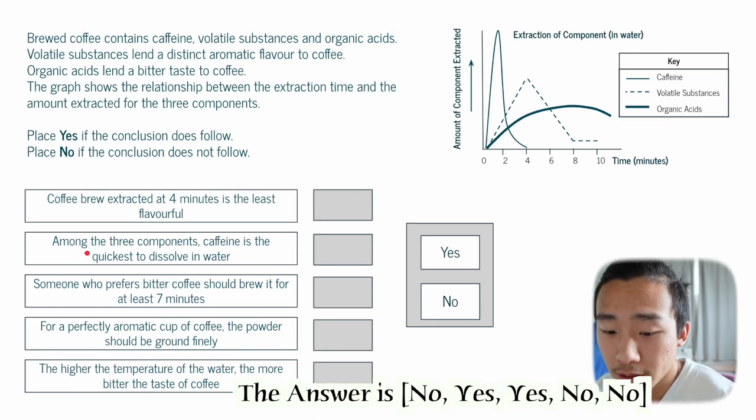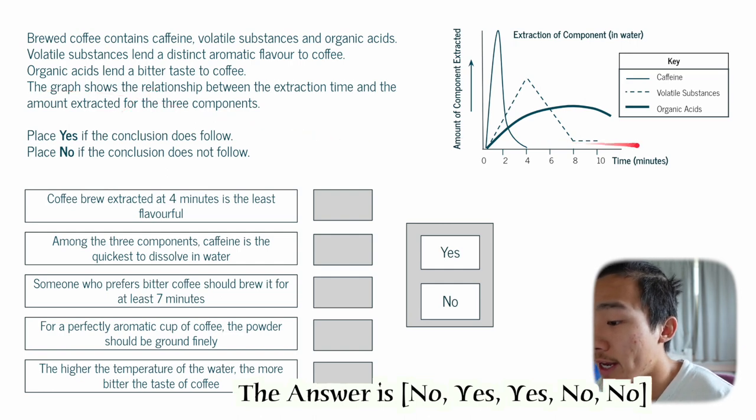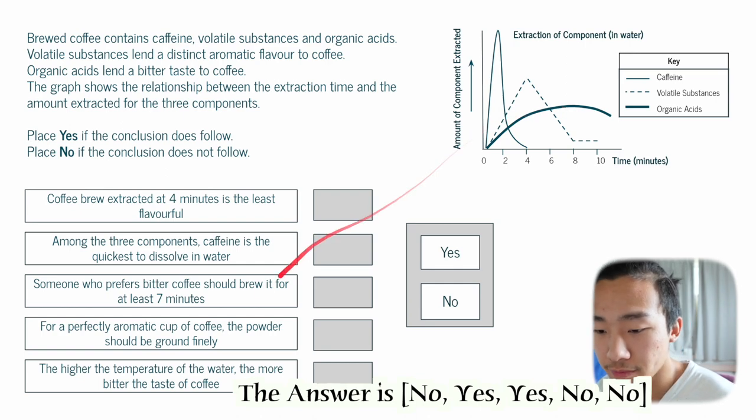And the next one is, among the three components, caffeine is the quickest to dissolve in water. So definitely true, because it's the steepest line right after the start. So that would be a yes. And someone who prefers bitter coffee should brew it for at least 7 minutes. So we know the bitter taste comes from the organic acid, and organic acid is represented by this thick line over here. And around 7 minutes, it does peak. So that would be a yes.